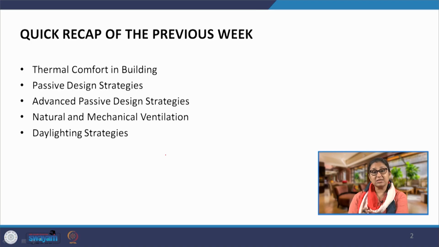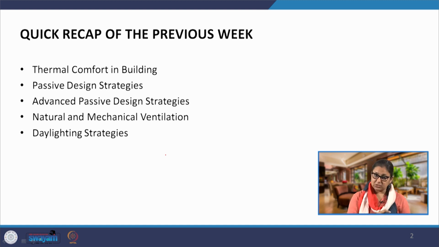But before I go ahead and discuss the factors which affect selection of materials, the first thing that we have to know is why at all are we talking about materials. So far, in the previous week, we looked at different passive design strategies. We talked about thermal comfort, passive and advanced passive design strategies, then natural and mechanical ventilation, what combinations we can have and how we can enhance natural ventilation, and also daylighting.